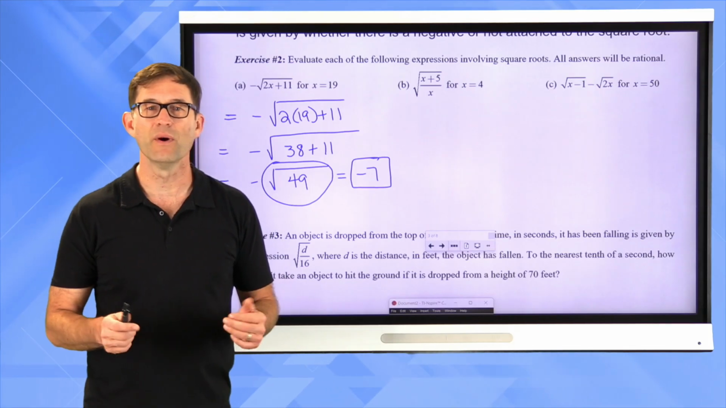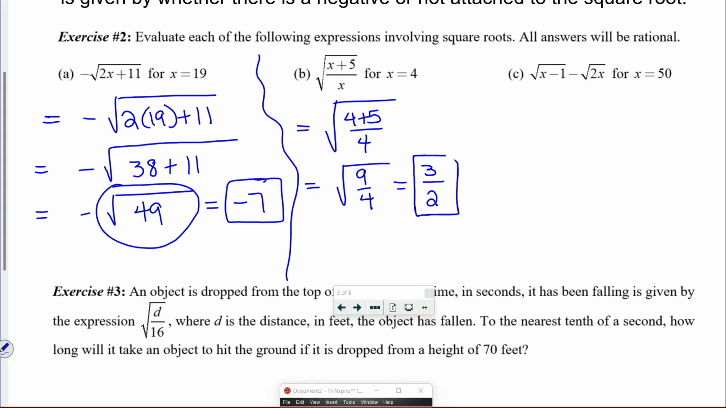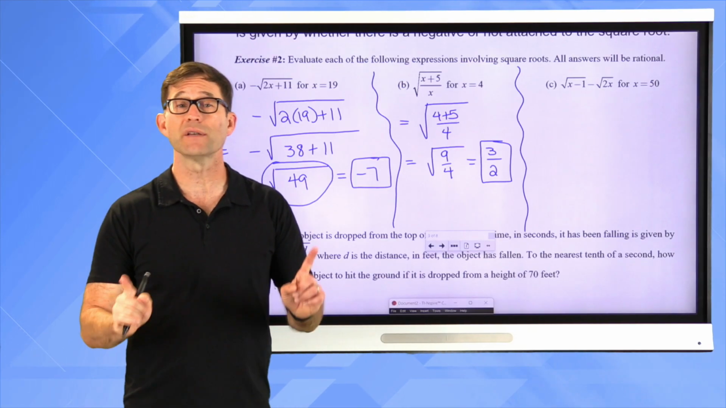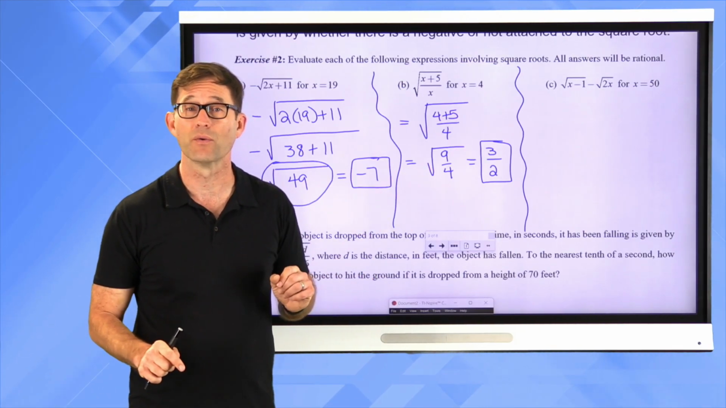All right, let's do it. So in letter B, we got a little fraction work going here. I'm going to put 4 in, and I'll have 4 plus 5 in the numerator of that fraction, 4 in the denominator. I'll get the square root of 9/4, and that will be positive 3/2, right? Not negative 3/2, just positive 3/2, because there is no negative sitting in front of the square root.